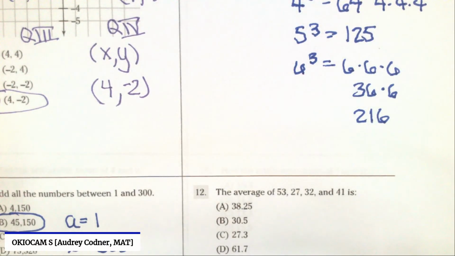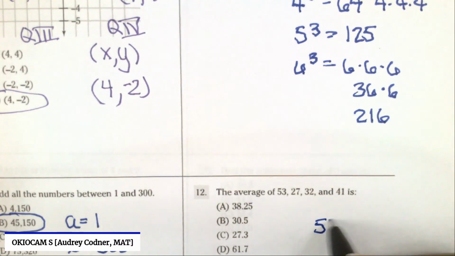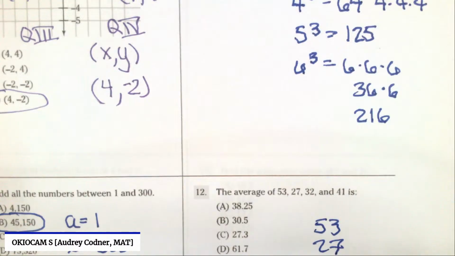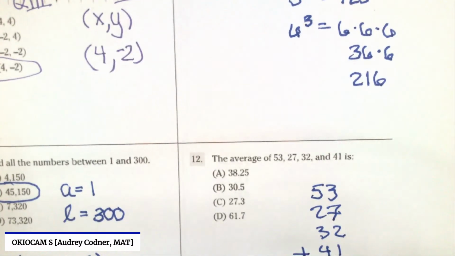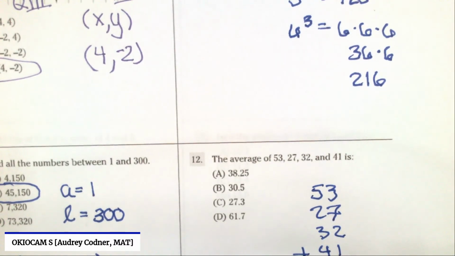Okay, you're finding the mean. That's right. You're going to add them all up and then you're going to divide by the number of numbers. So you have your 53, you have your 27, you have your 32, and you have your 41. Okay, we're going to add all those up. So 7 and 3, that's 10. 2 and 1, that's 3. So that means we got 13.